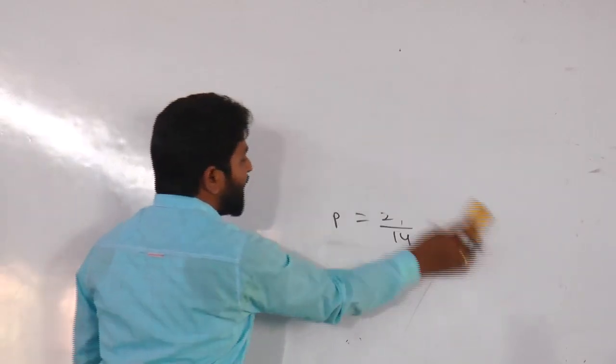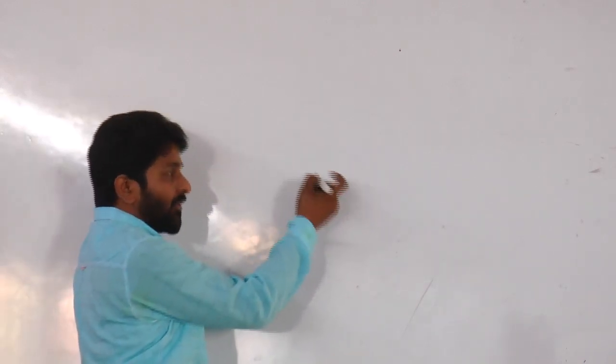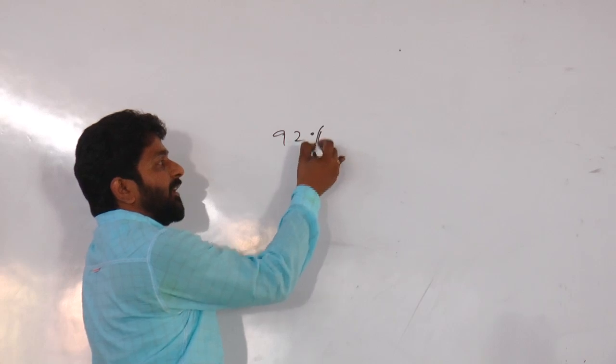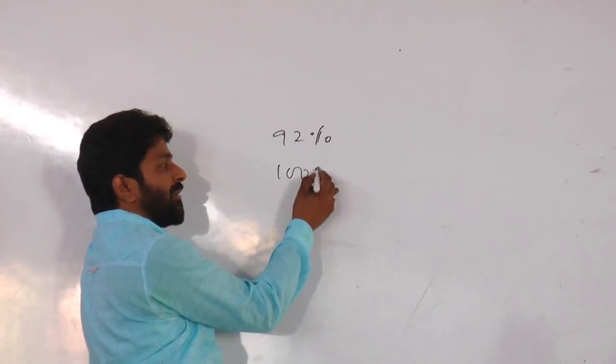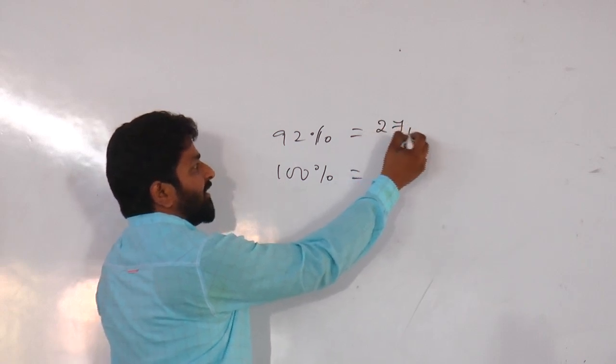So first of all you need to calculate the labeled price, market price. What percent of discount is allowed here? 8%. If 8% discount is allowed, he is selling it for 92%. Original value will be 100%. 92% is equal to 27,600.